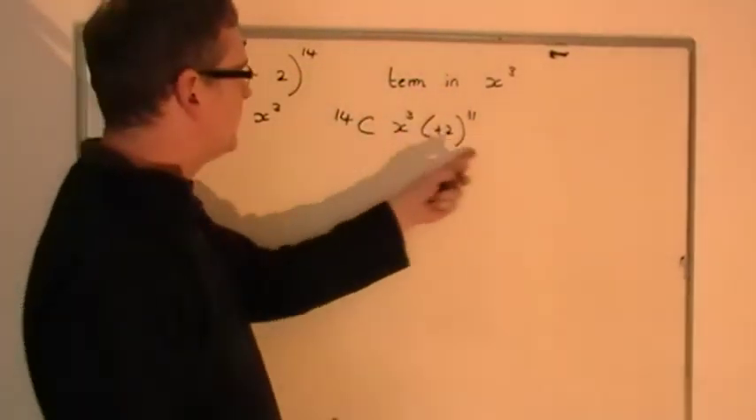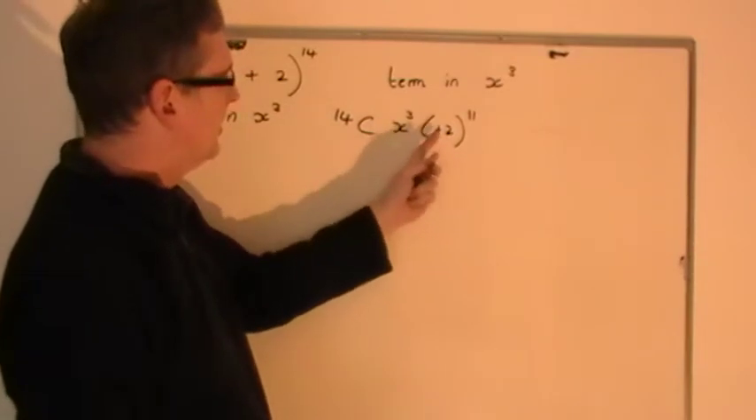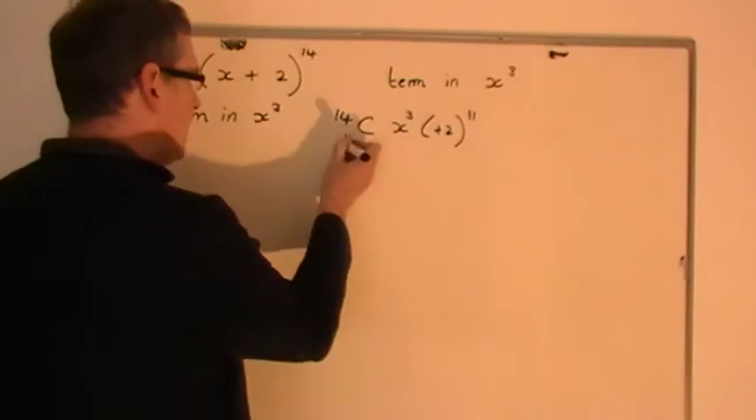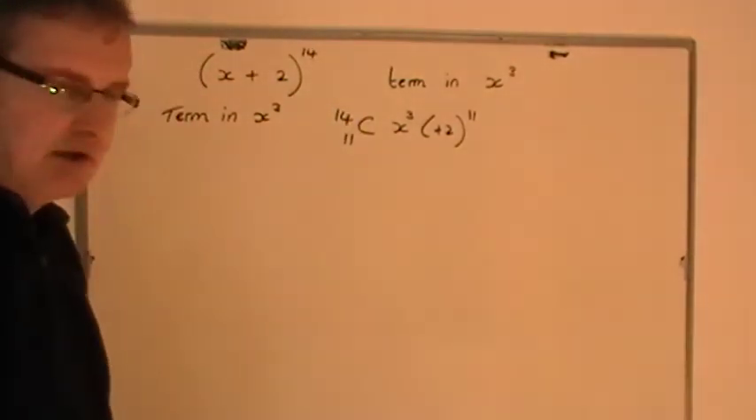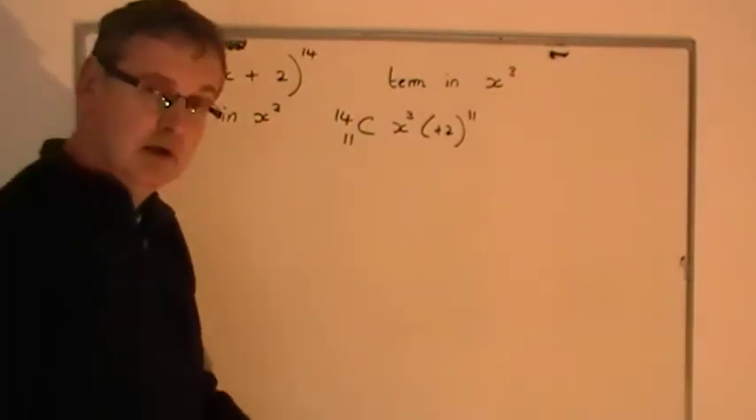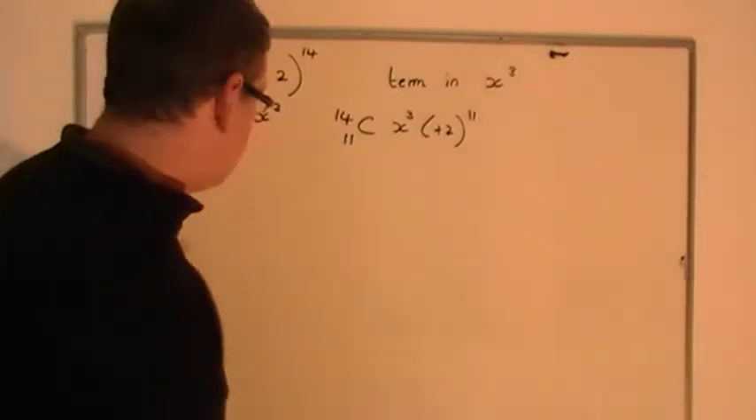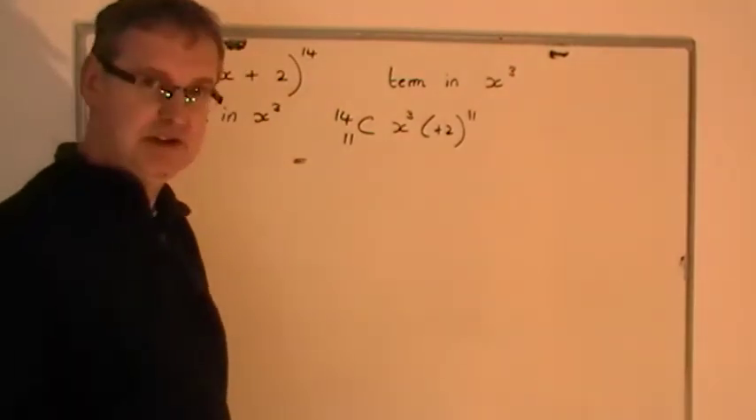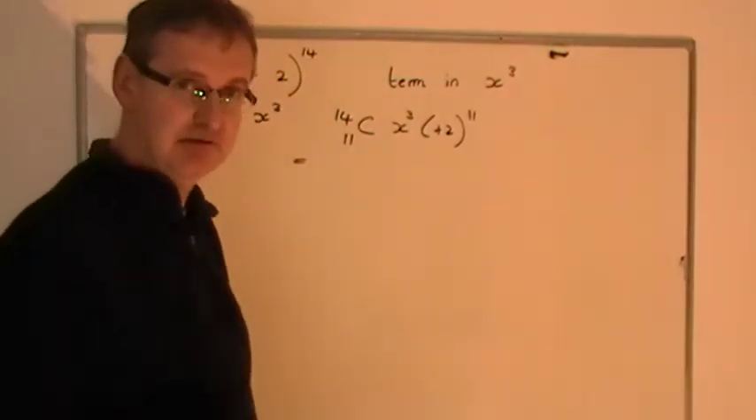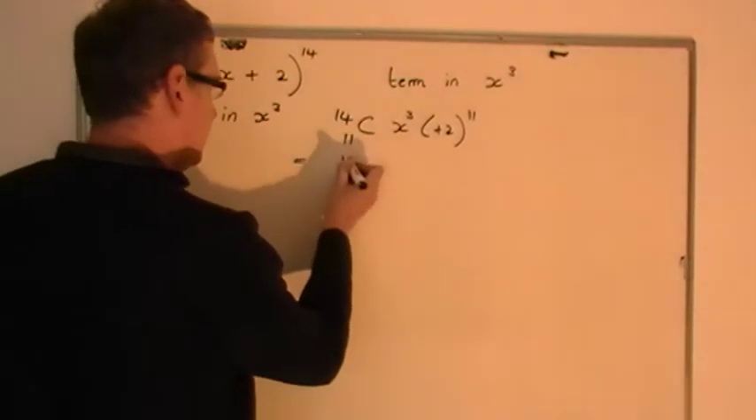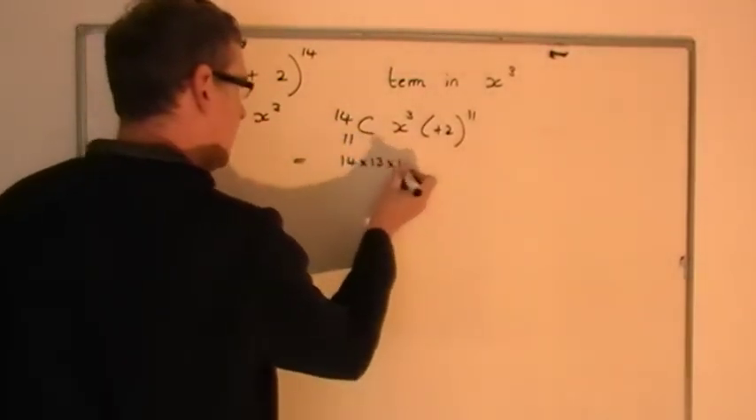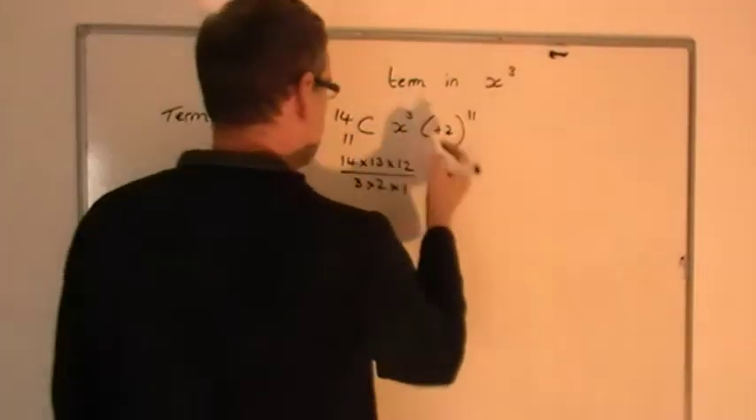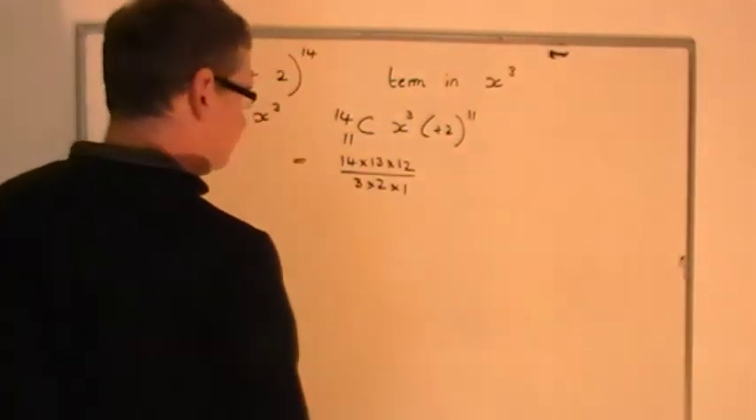So that will give us the term in x cubed and then plus 2 to the power 11. If that's 11 there, we have to write down 11 there. So that is the term that I'm looking for. Once again, the figures don't look to be very nice, but we'll have a go. 14 choose 11. Thankfully from symmetry, that's the same as 14 choose 3. So we just have to do 14 by 13 by 12 over 3 by 2 by 1, and then x cubed times 2 to the 11.